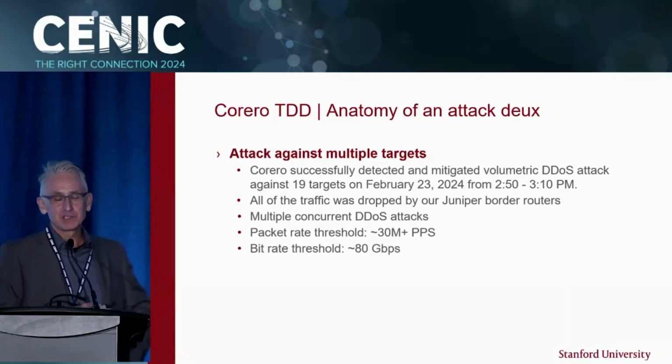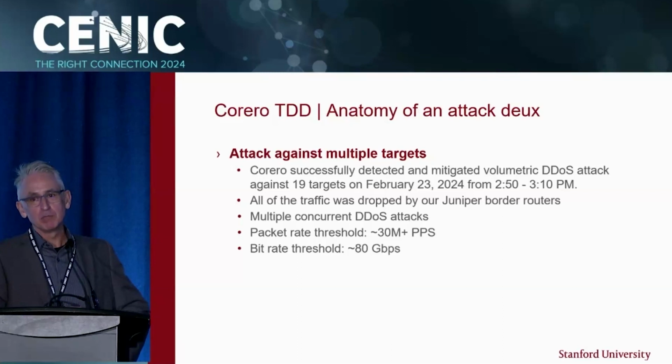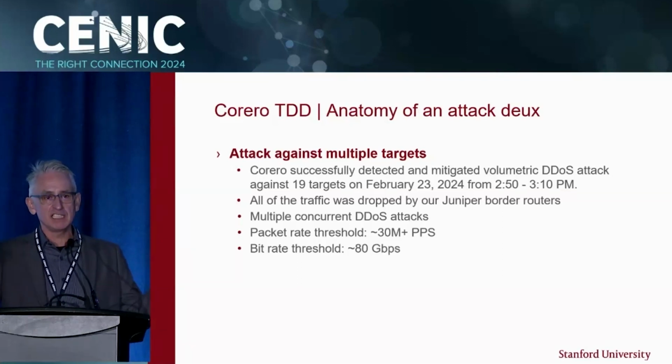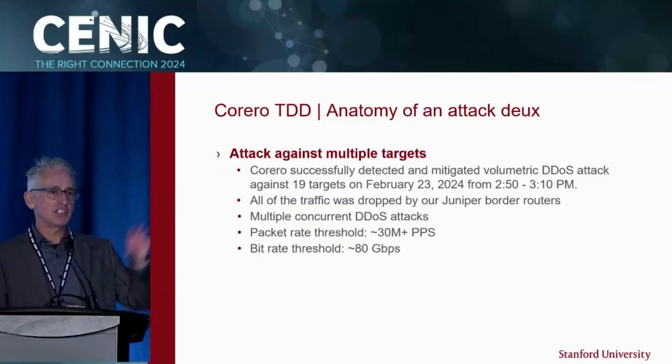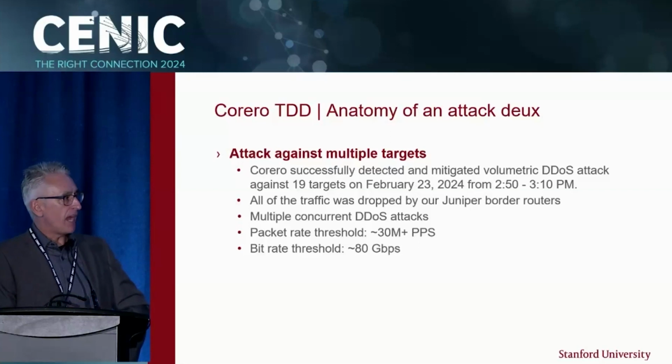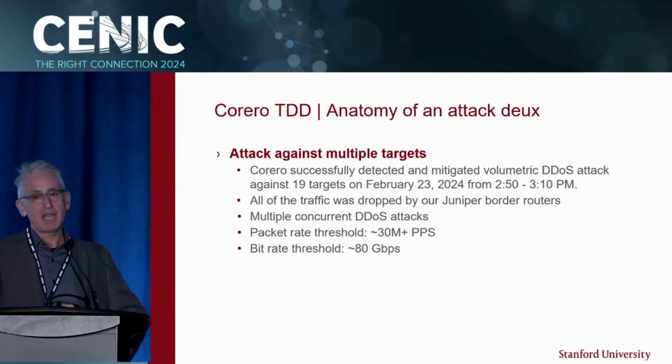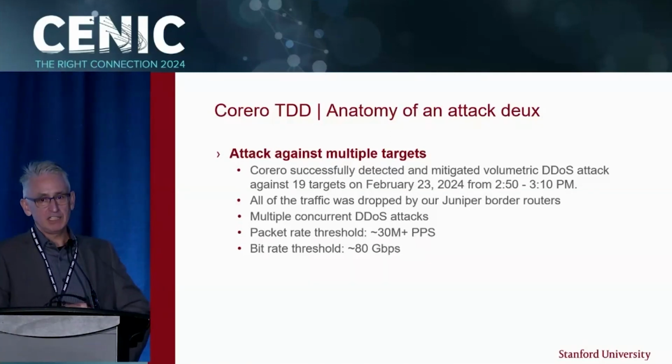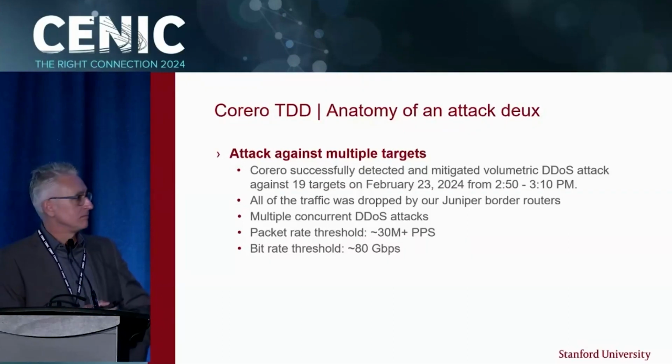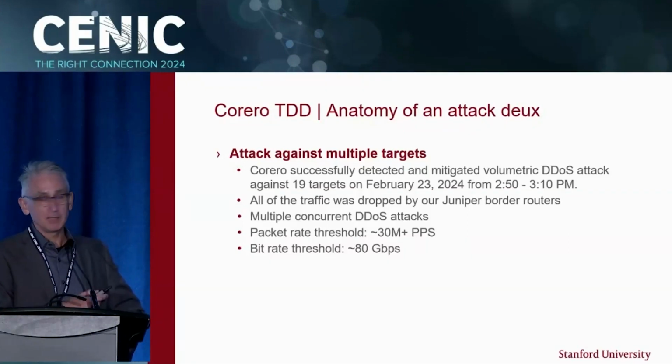All of the traffic was dropped by our border routers, and there were multiple concurrent DDoS attacks that took place, matching many different signatures. And what we found out was that various parts of our network infrastructure were actually targeted as well. The packet rate for this reached 30 million packets per second, and the bit rate threshold was over 80 gigs. I'm being conservative with these numbers here.